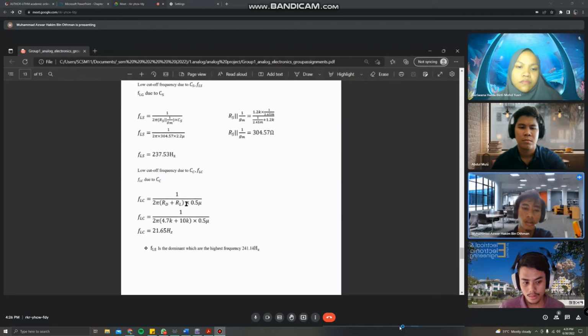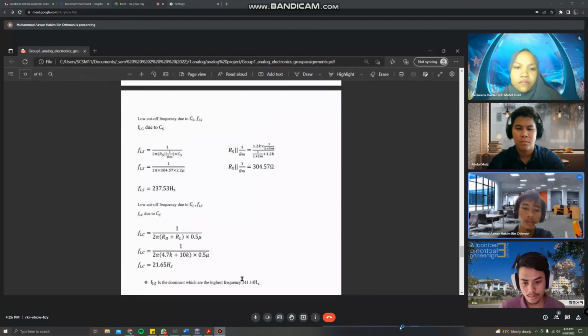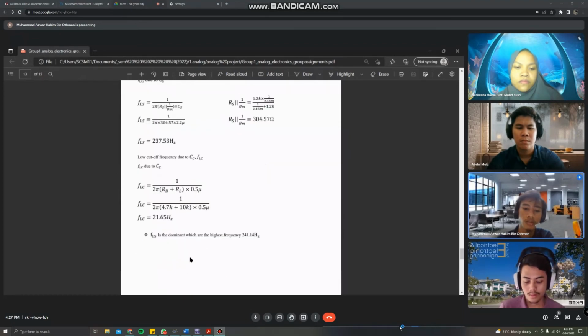So the resistor across the CC is RD plus RL. So we substitute the CC value and we calculate the total resistor across the capacitor, and we get the FLC equals to 1.65 Hz. So the dominant low cut-off frequency is 241.14 Hz, which is the highest frequency of the low cut-off.